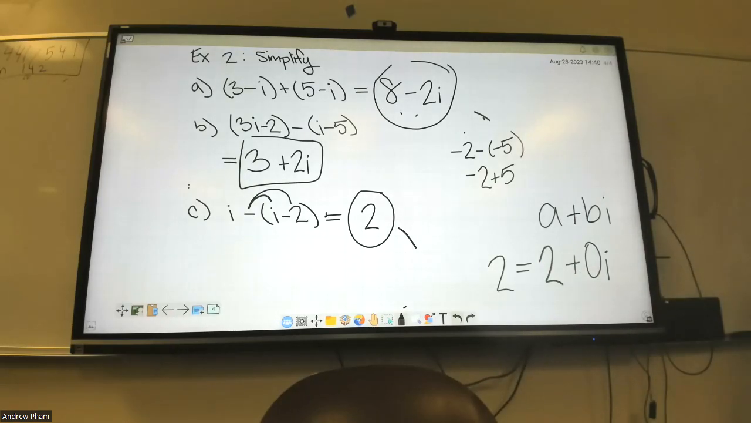So in fact, 2 is still a complex number, because in that definition there are no rules about me saying B can't be 0. I just said A and B had to be a real number. And I'm pretty sure 0 is a real number, more or less. So this is saying that complex numbers are actually more broad than real numbers. So every real number is actually a complex number.